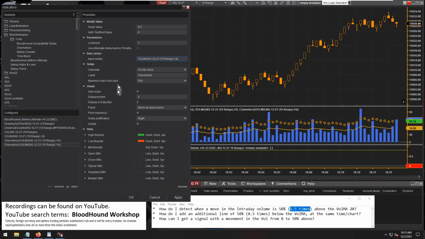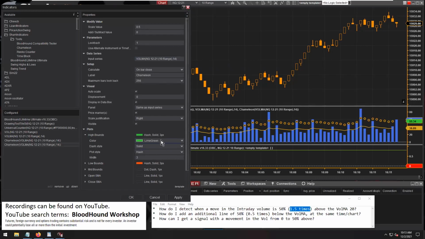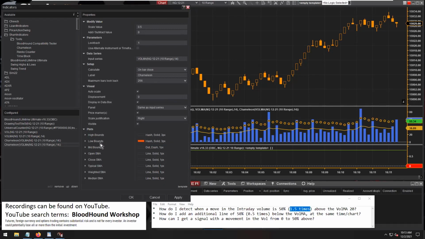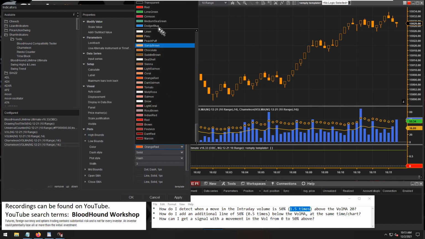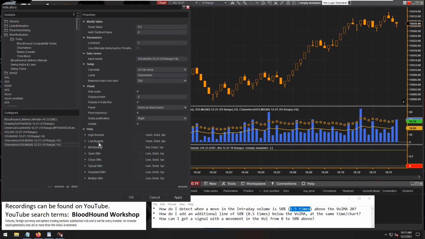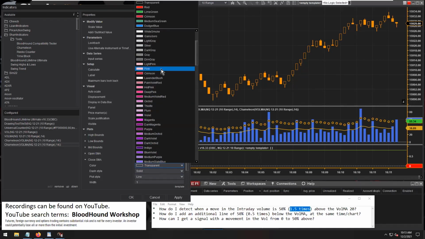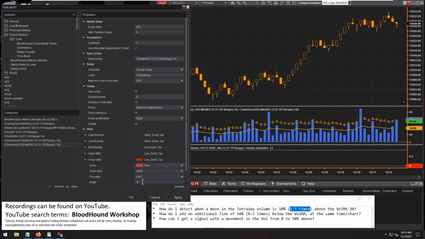And next, we just need to adjust our plots here. So let me set the high and low to transparent. And the SMA, since we're doing 50% of the volume MA, I'll make this red. And we'll make this a little bit thicker. And I'll show it as a hash line.